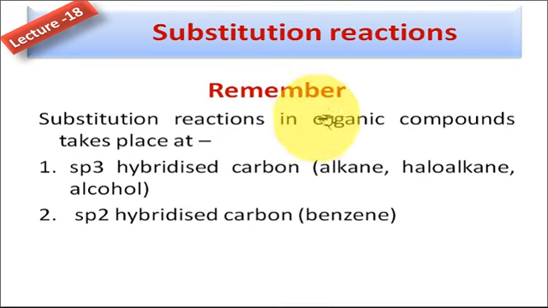Remember, the substitution reaction in organic compounds takes place at the sp3 hybridized carbon atom, that is in alkanes, haloalkanes and alcohols, and at the sp2 hybridized carbon atom of benzene. So these are the compounds which show the substitution reactions in organic chemistry.